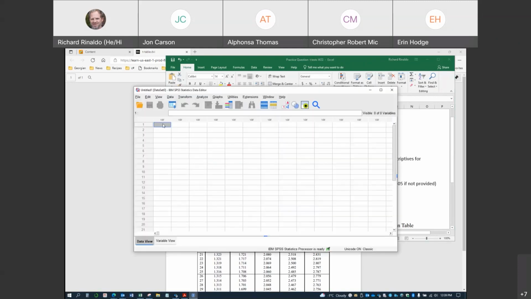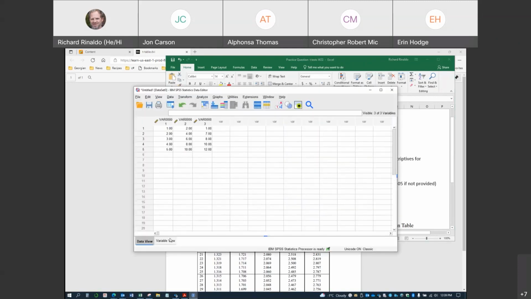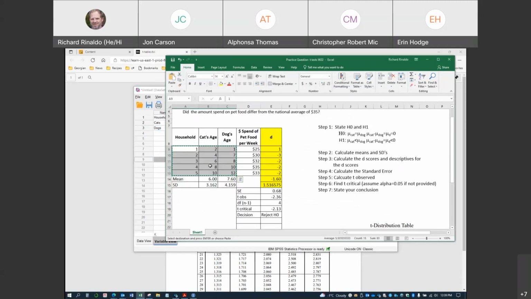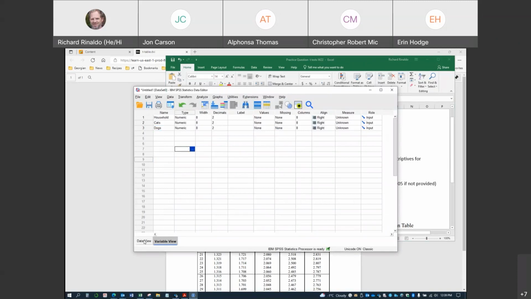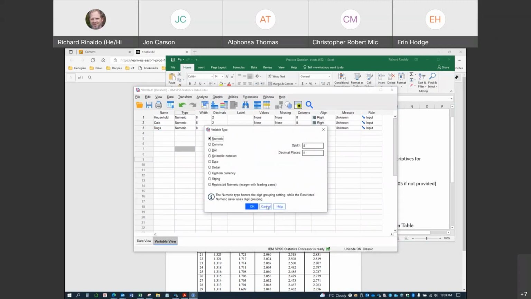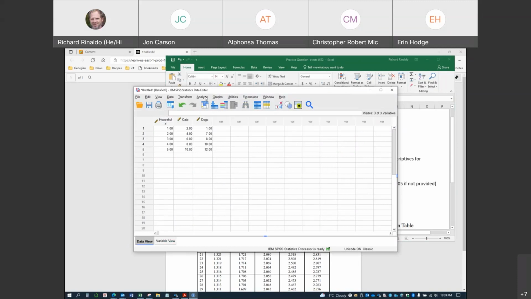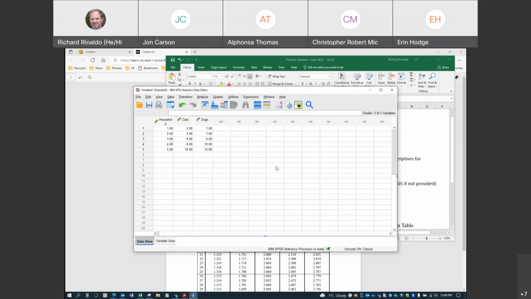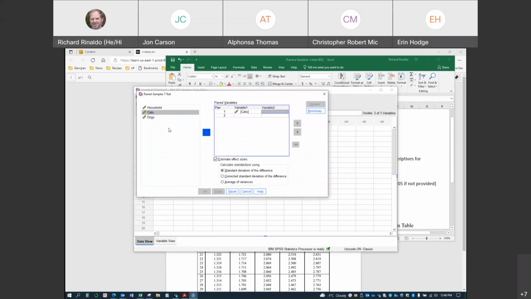Okay, so I'm just going to copy and paste my data in. var1 is household. var2 is cats. var3 is dogs. Okay, so I'm just gonna go with those variables. Now I'm going to do my analysis. It is a dependent means t-test. Compare means, paired samples, cats, dogs, and then I go okay.